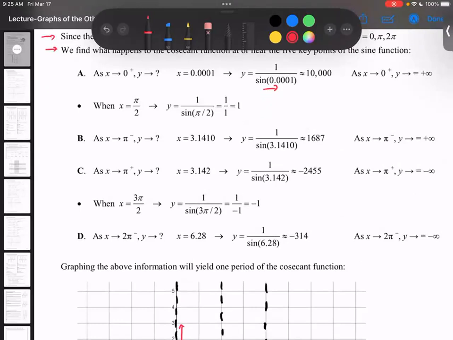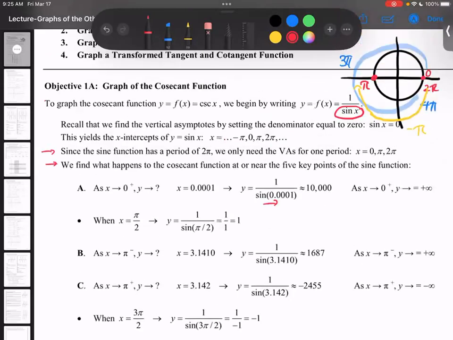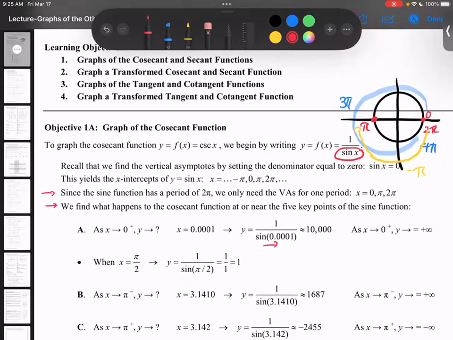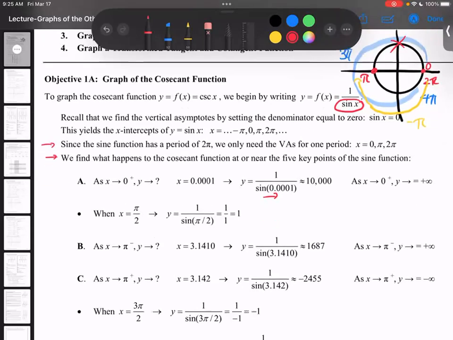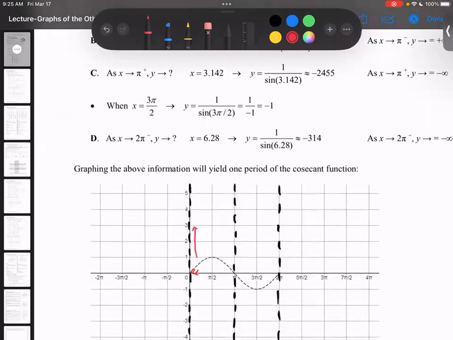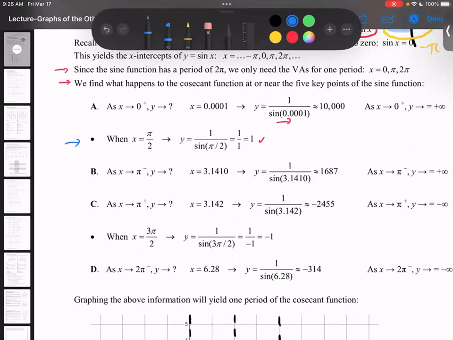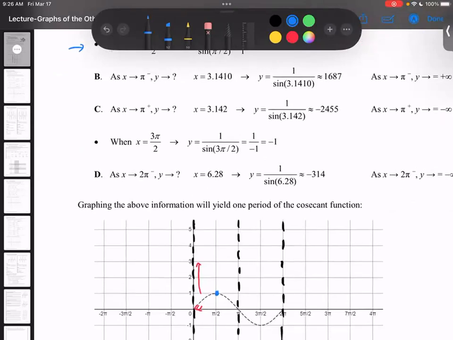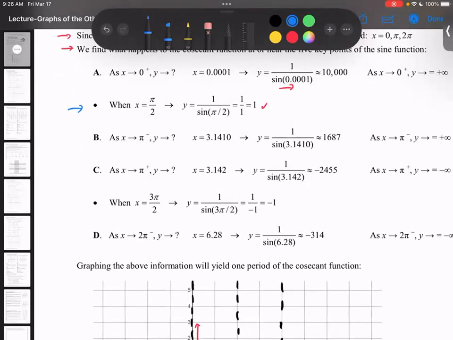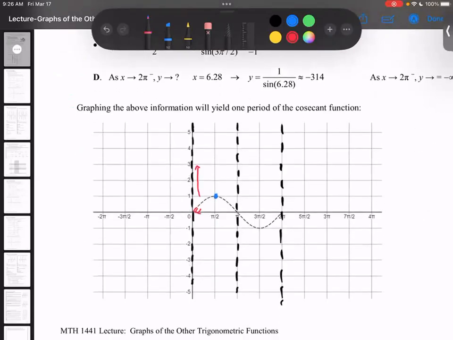We know that at x equals pi half, what is sine of pi half? You look at the unit circle, sine of pi half is 1, right? Remember, sine is the y value. Sine of pi half is 1. 1 divided by 1 is 1. So right there, that's 1. And x approaches pi from the left, right here.